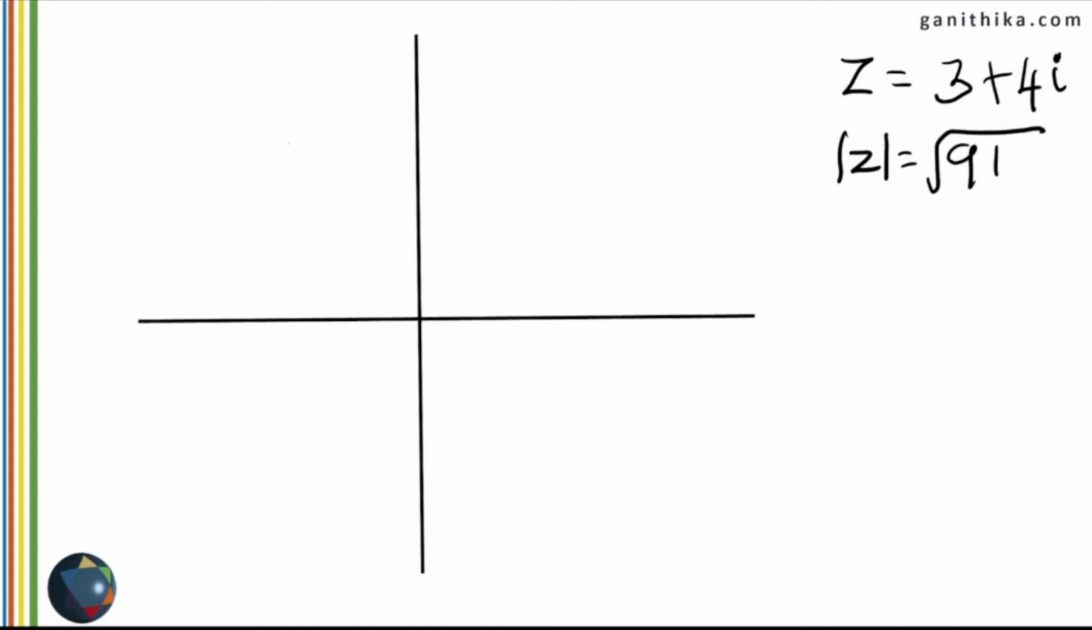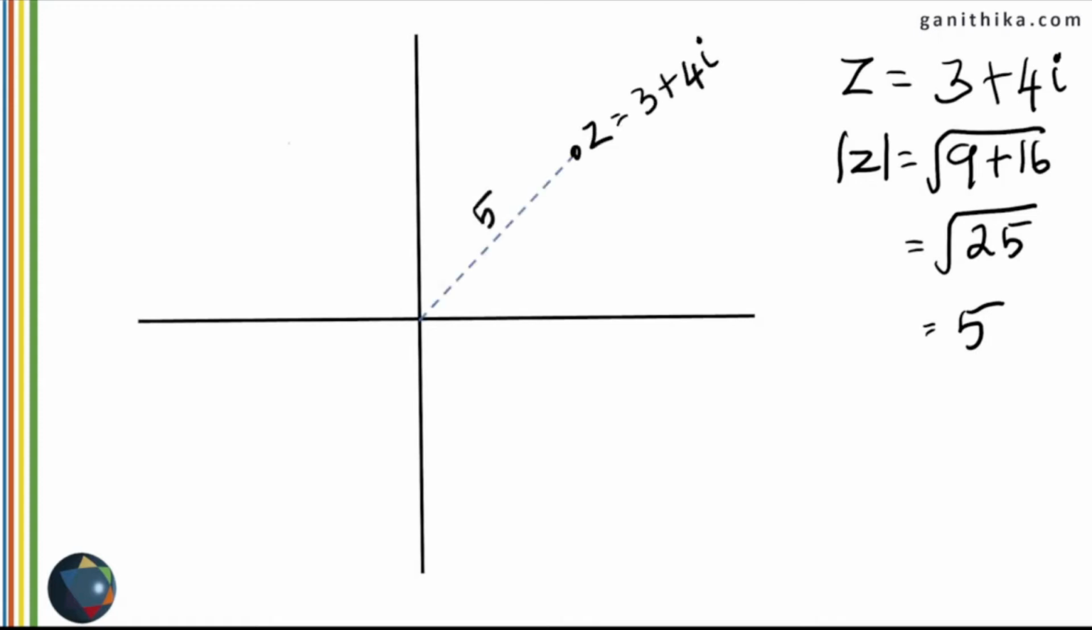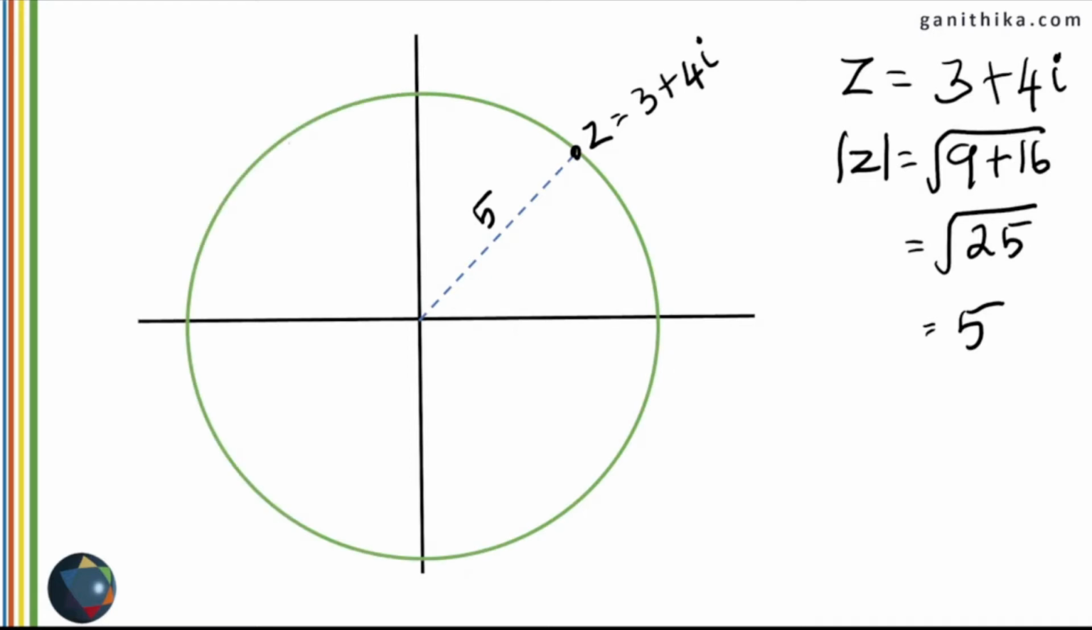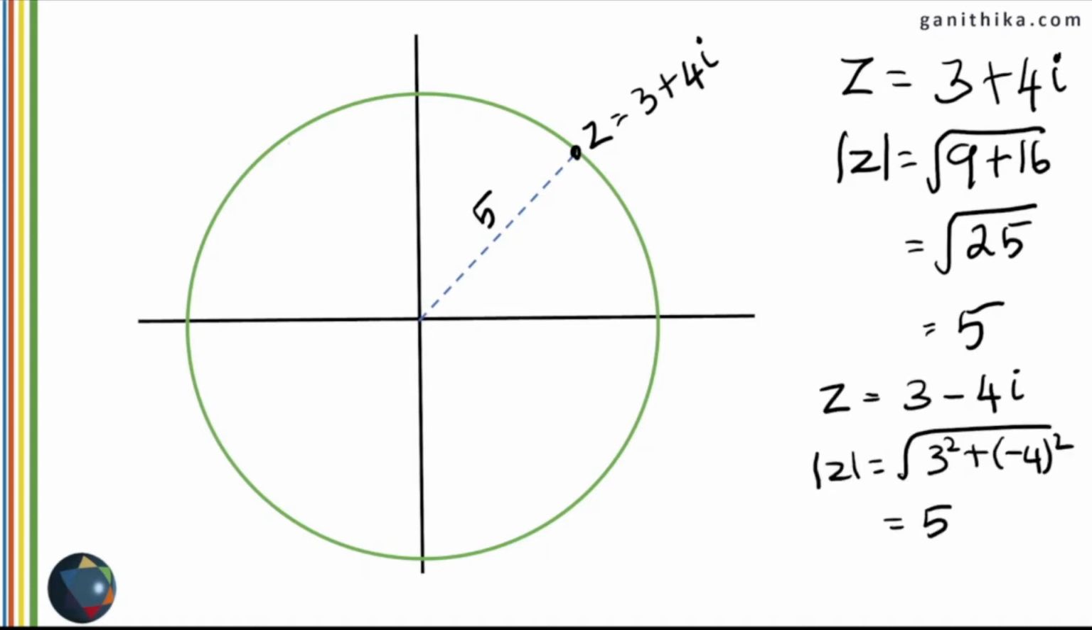Consider this example, 3 plus 4i, and find the modulus of this, which gives you 5. So this point z (3, 4) is here, and this is the complex number with modulus 5, which means its distance from the origin is 5 units, which also means that it is on the circumference of a circle of radius 5 units. In the same way, if you consider the example 3 minus 4i, the modulus of 3 minus 4i is also equal to 5, which means it's somewhere on the circumference of the same circle, right?